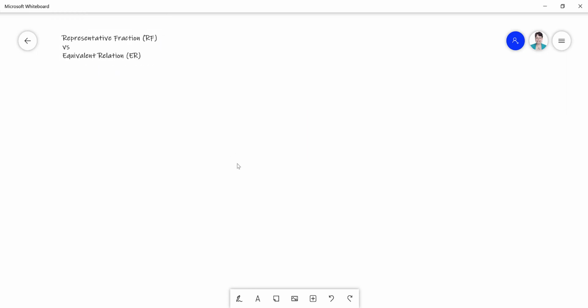So let's say that you look at a drawing and in the title block you see 1 to 100. Okay, what is that? Is that a representative fraction or is that an equivalent relation? Well, the names are sort of opposite of what they look like.